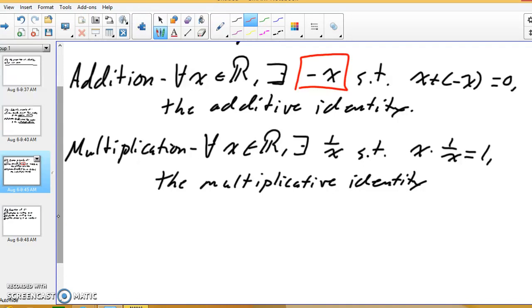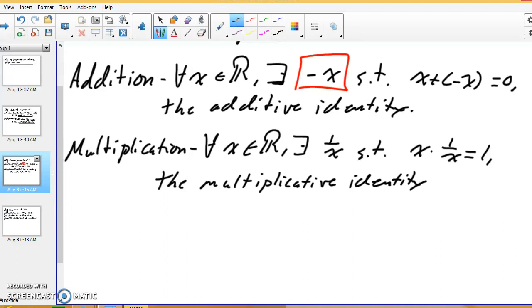Then similarly for multiplication, for all x elements of the real numbers, there exists a 1 over x such that x multiplied by 1 over x is equal to 1, the multiplicative identity. So again, we want to get to 1 because that is the multiplicative identity. Just like there's a different additive inverse for every number, there's a different multiplicative inverse for every number. Just like the additive inverse is negative x, the multiplicative inverse is 1 over x.